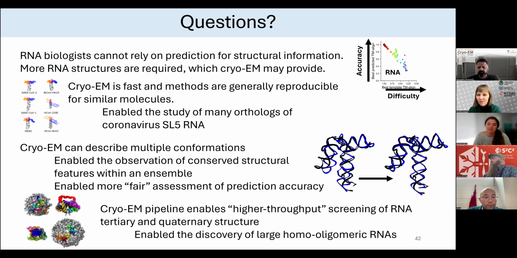Once you try to dissect motion or flexibility or heterogeneity, you need to multiply that by a factor. So if you have three conformations, generally in the traditional method of heterogeneity analysis, that would be roughly 3 million now.